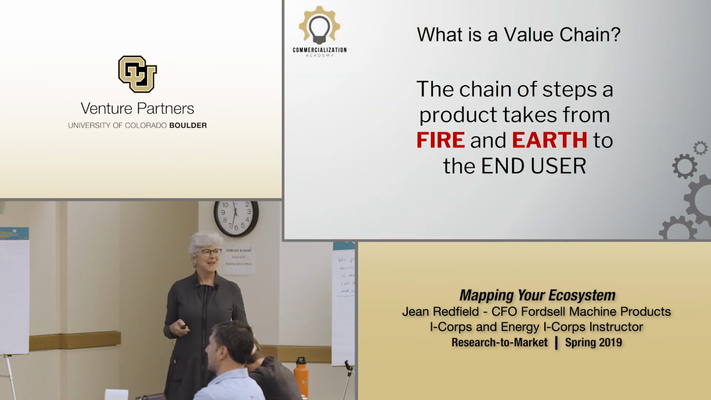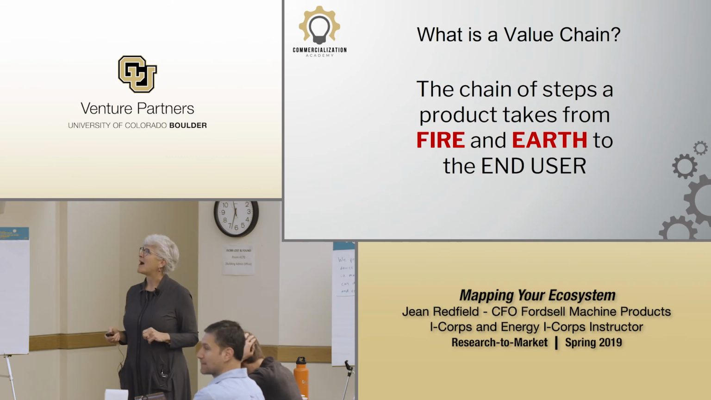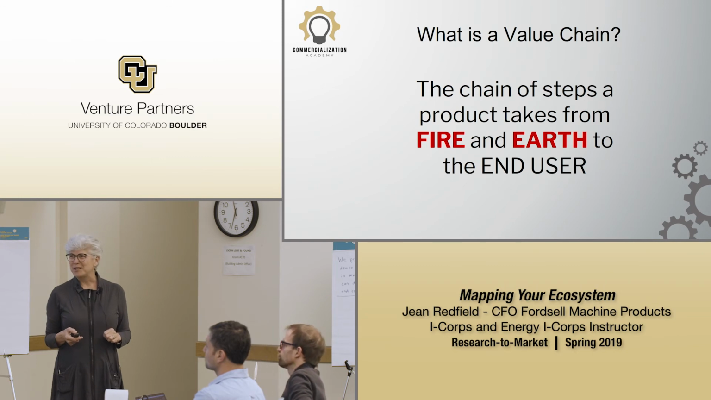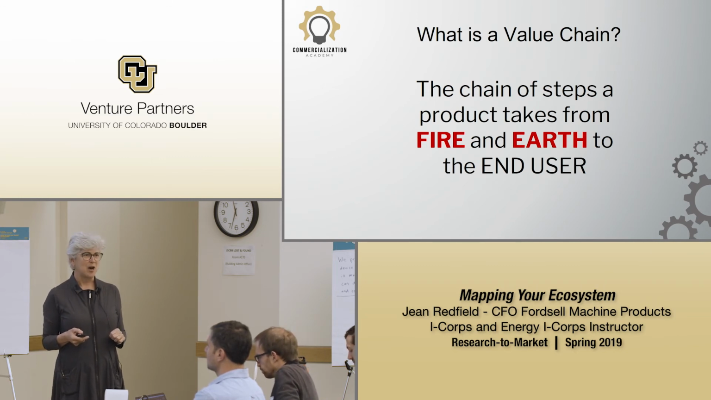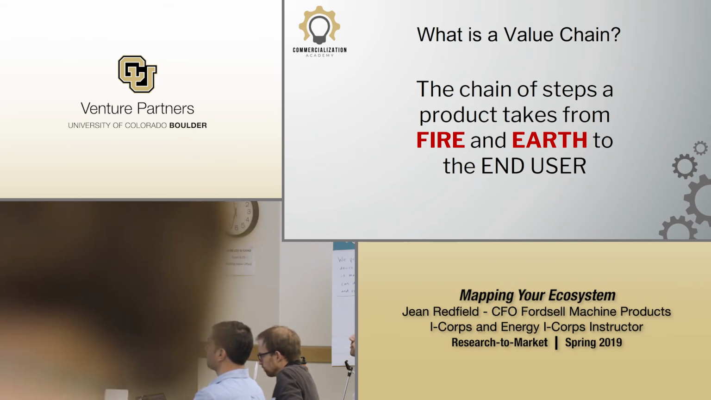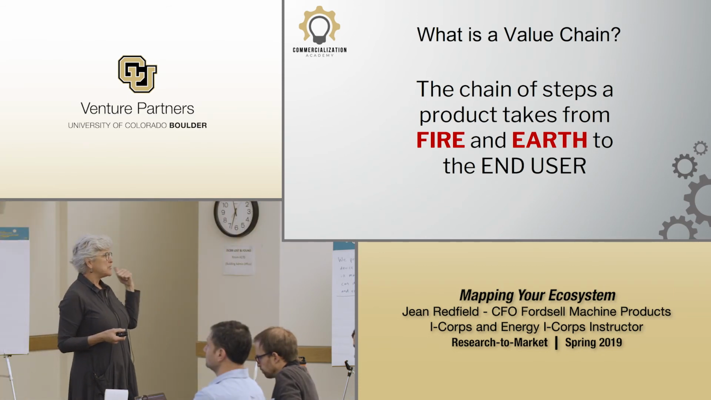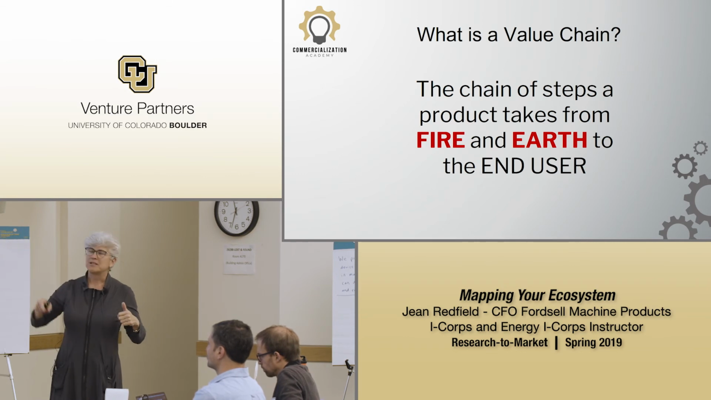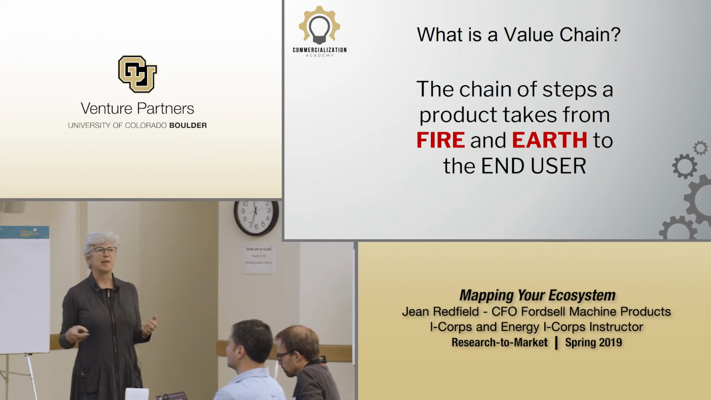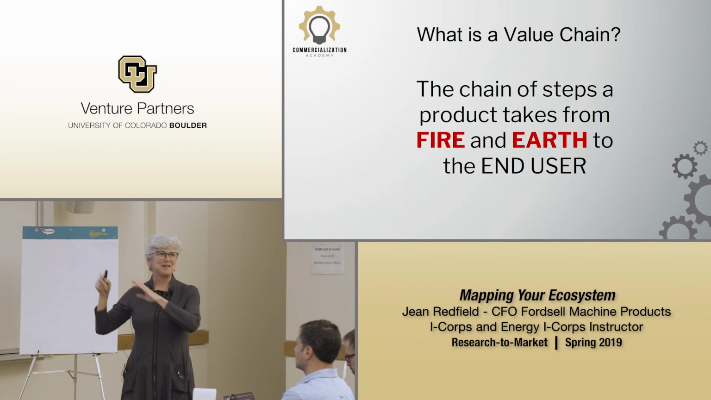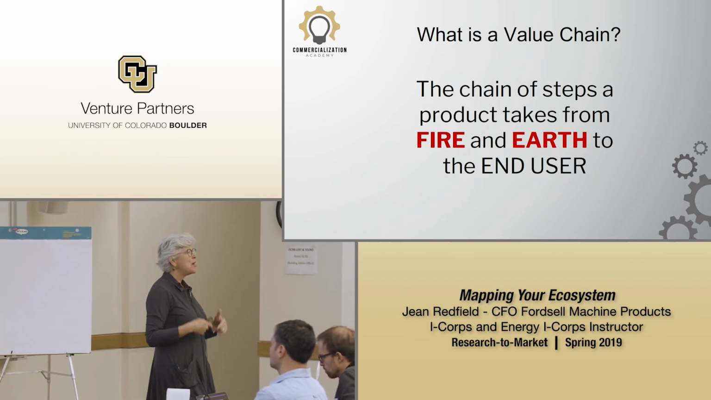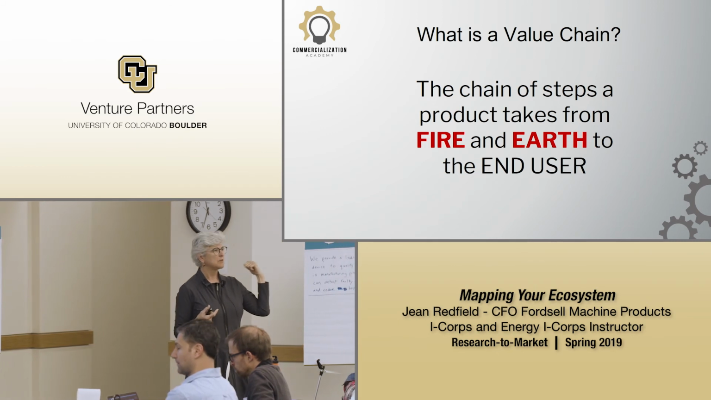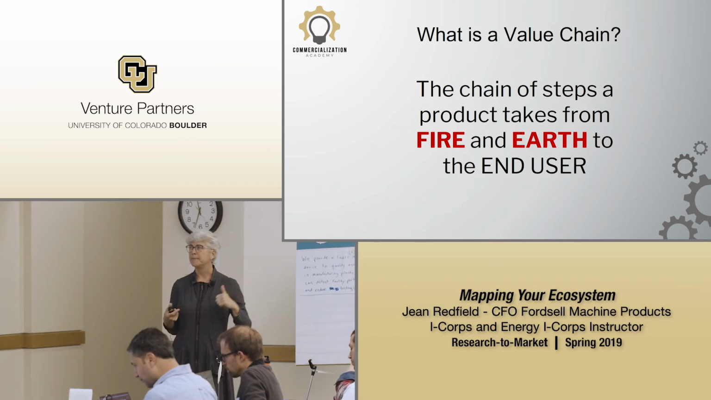Value chain. It's the chain of steps a product takes from fire and earth to the end user. And I use this definition because it is very big and very broad. For value chain, how far up in the value chain do I need to go before I'm confident I understand the value chain? If you go all the way back to the raw material of fire and earth, you're there. Now, it's a kind of a big definition. It's kind of a corny definition, but it does kind of force the question of, have I gone far enough upstream to really understand that my value chain is complete?